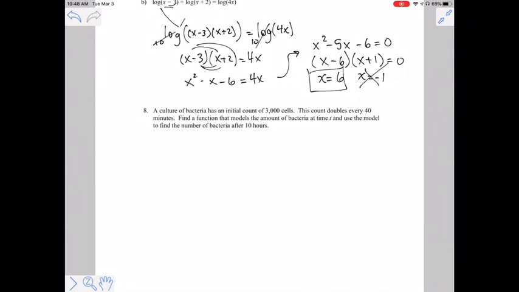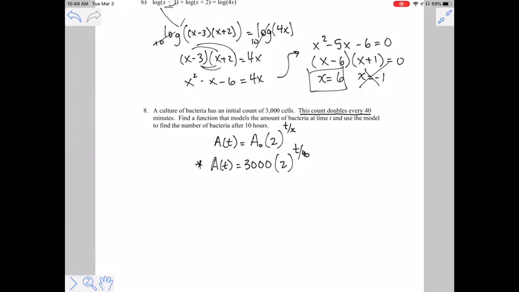Okay, question 8 from section 4.6, applications of exponential functions. We have an exponential growth situation, and it gives us a specific doubling time, every 40 minutes. If you remember from the discussion in section 4.6, when we're given a specific doubling time, then the amount at any time t is equal to the starting amount times 2 to the t over x, where x is that doubling time. In this case, it's 40 minutes. So the amount at any time t is equal to the starting amount, 3,000, times 2 to the t over 40. So this is the function that models the amount of the bacteria at any time t.